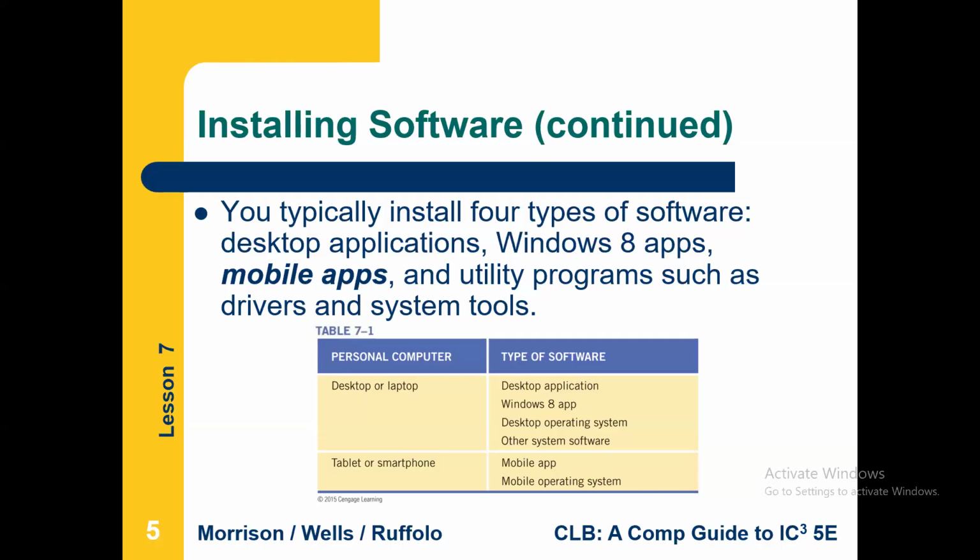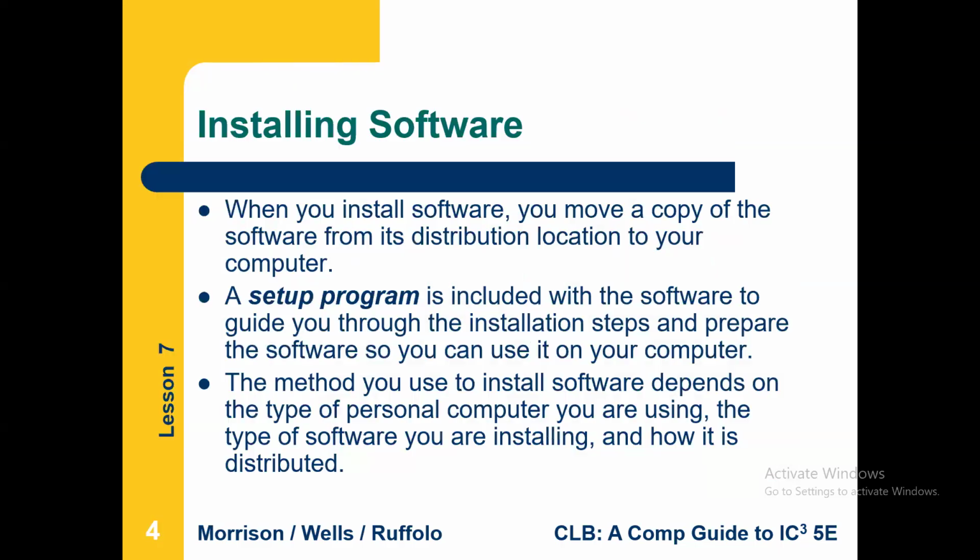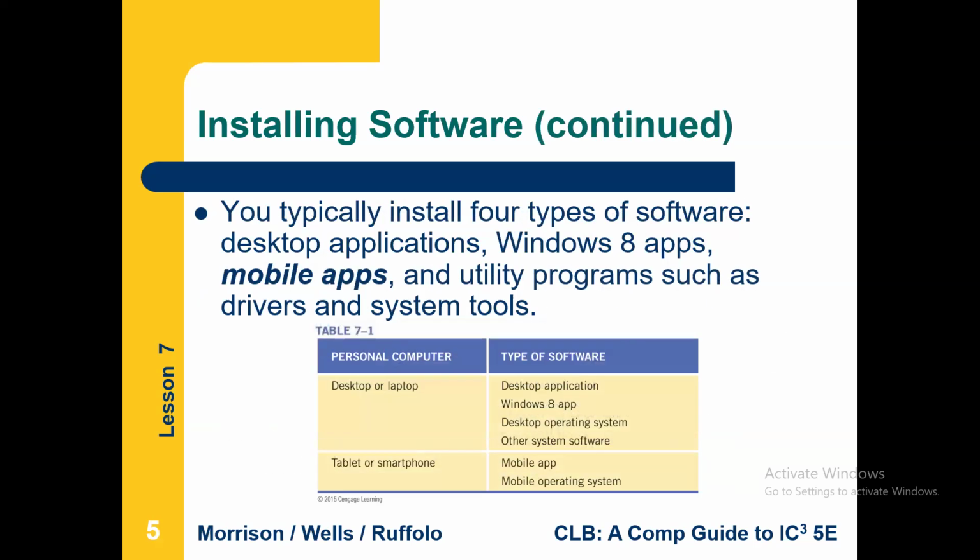So when we look at the desktop or the laptop, let's say our personal computer, from the previous slide we said the method that you install depends on the PC that you have. So if you have a personal computer, desktop or laptop, then the type of software that you are installing will be a desktop application, a Windows 8 app, a desktop operating system, and then system software, which you are referring to as the utility programs.